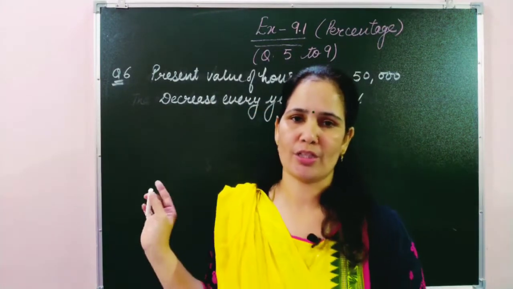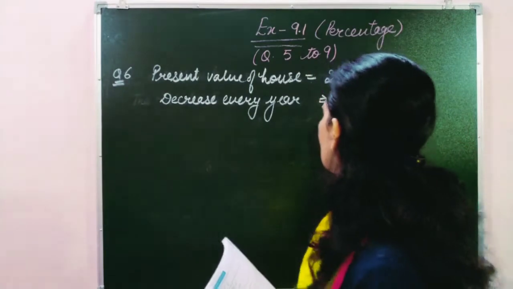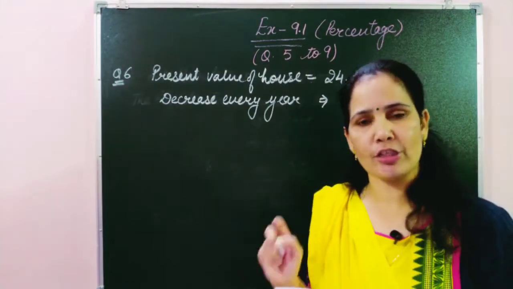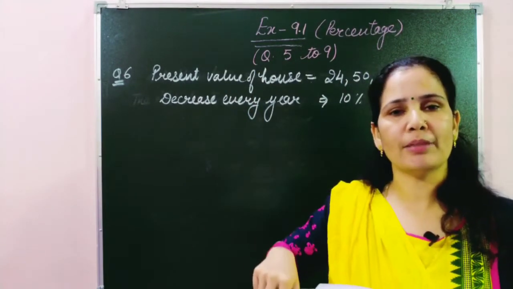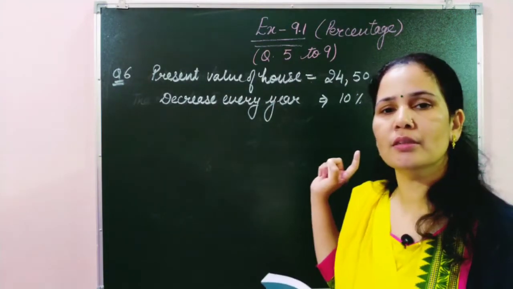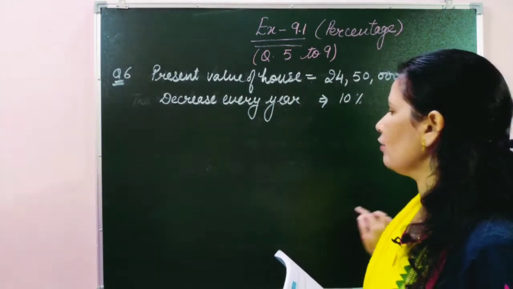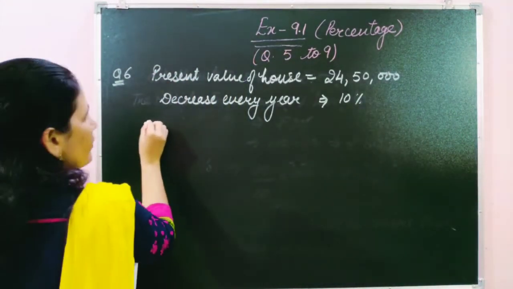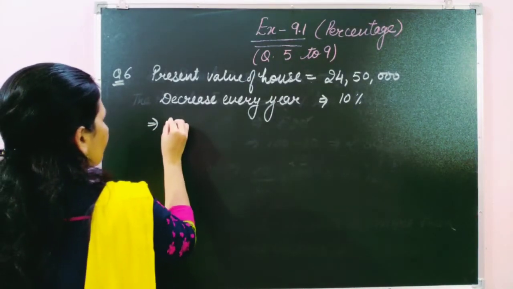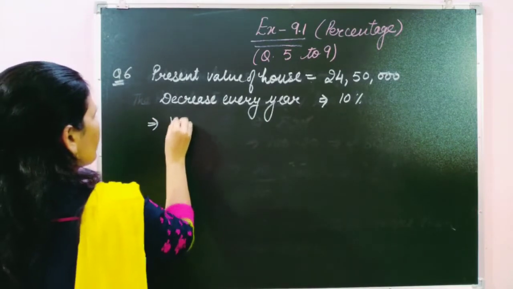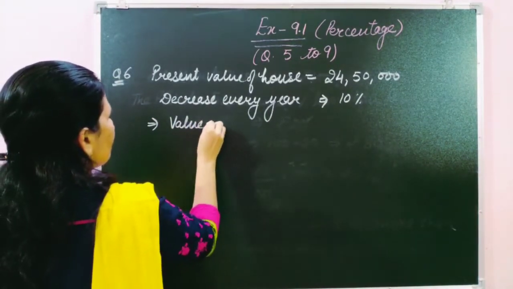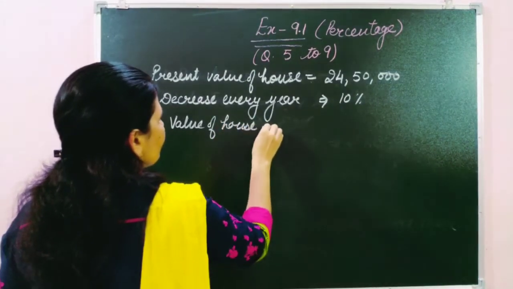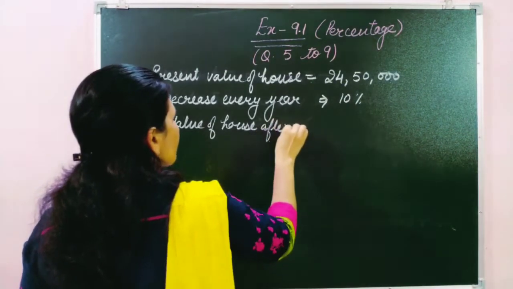So students, how to solve this question? First we find the 10% of the present value, then subtract it from the present value. Then we get the first year value, and then again we find the 10% of the first year value and subtract it from that answer, and then we get the final value of the house after 2 years. So let's see. Here we will write the value of house after first year.